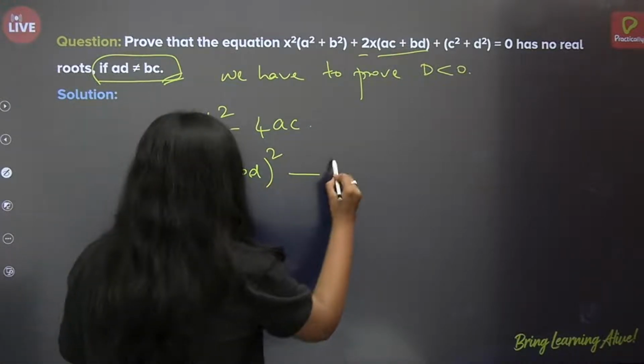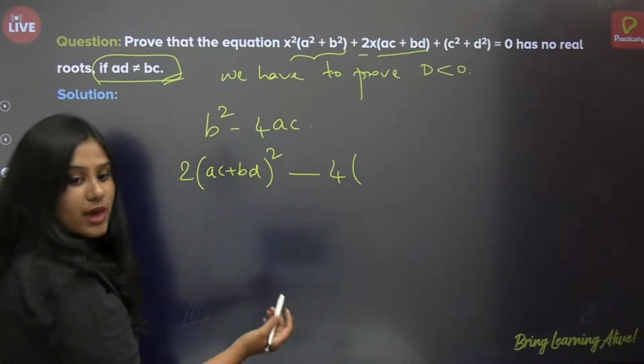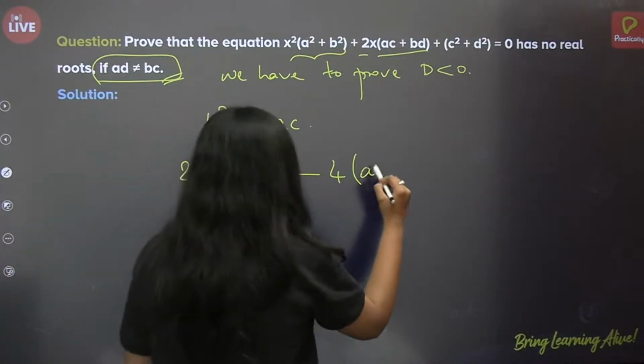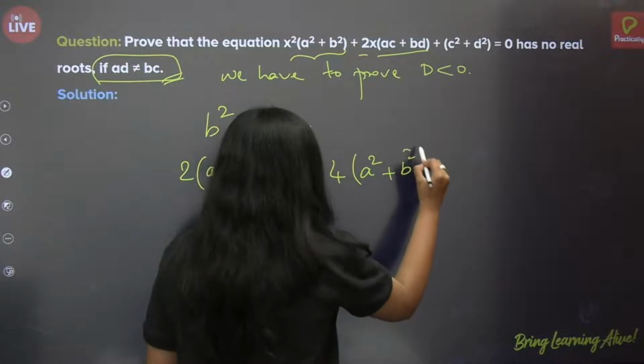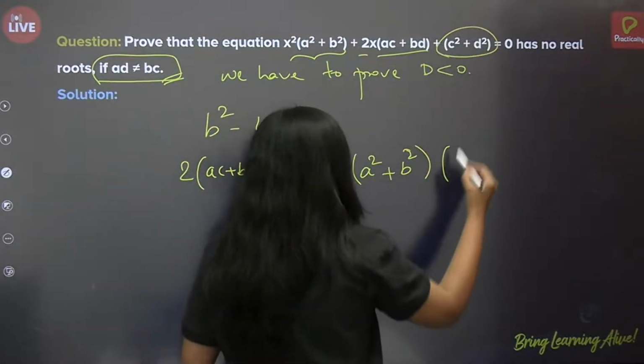Next, minus 4 of, what is a value? a square plus b square. So, a square plus b square into, what is c? c square plus d square.